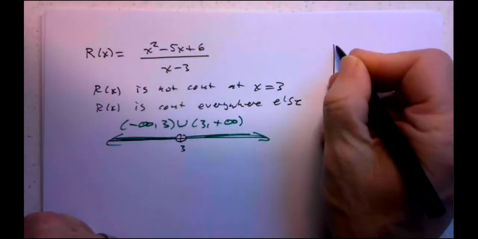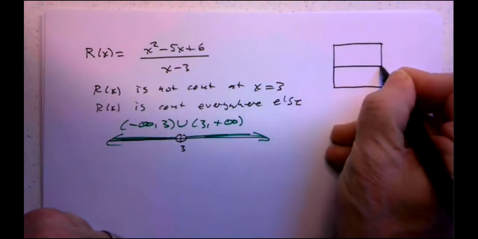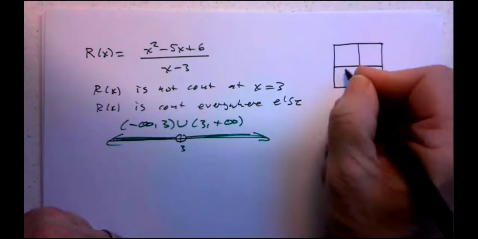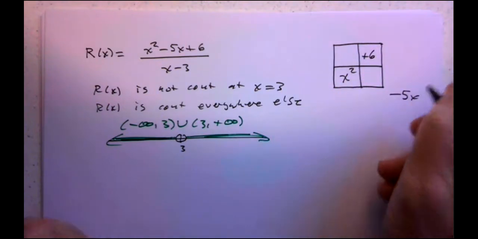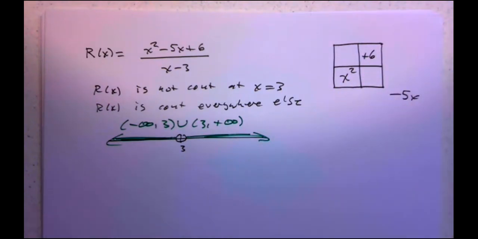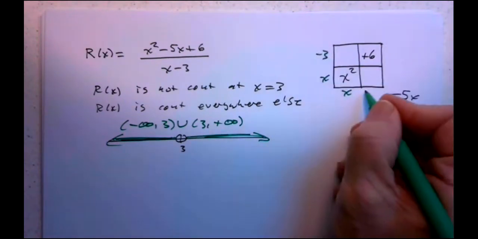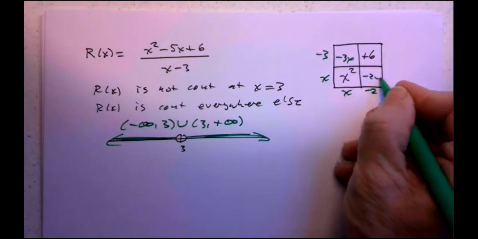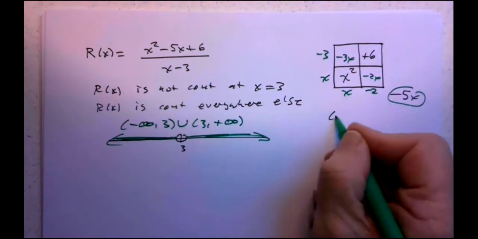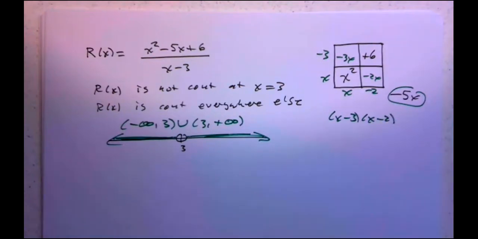So just to kind of show you what's happening there. We have x squared minus 5x plus 6, x squared here, plus 6 here, minus 5x there. How do we build x squared? X times x. How do we build 6? How about negative 3 times negative 2? So negative 3x and negative 2x add up to negative 5x. So we get x minus 3, x minus 2. And you see, in essence, the x minus 3 divides out, but not completely.